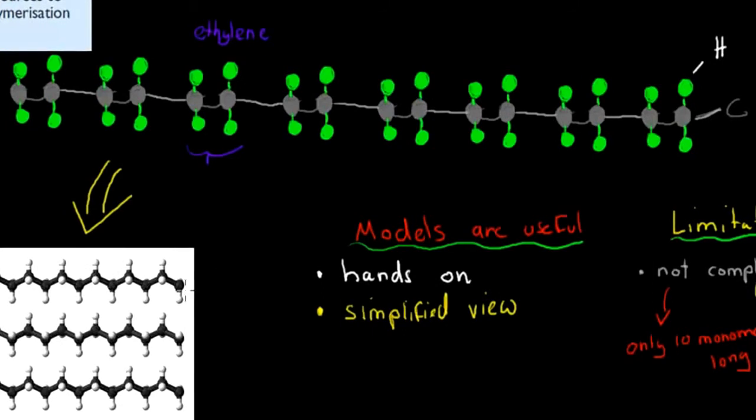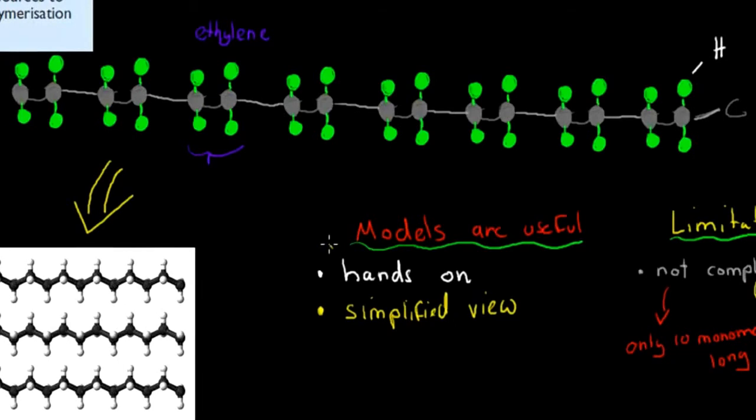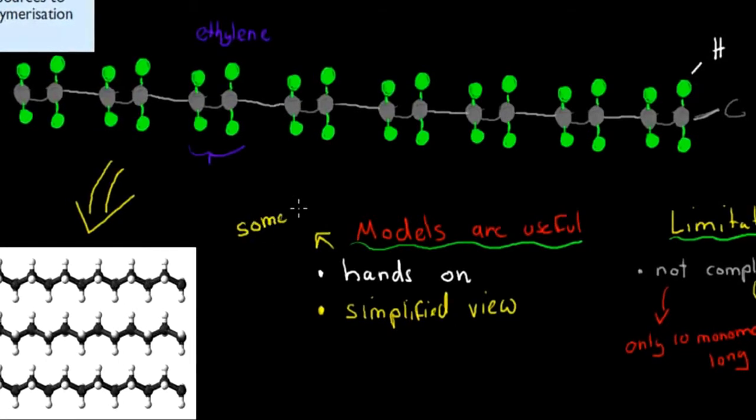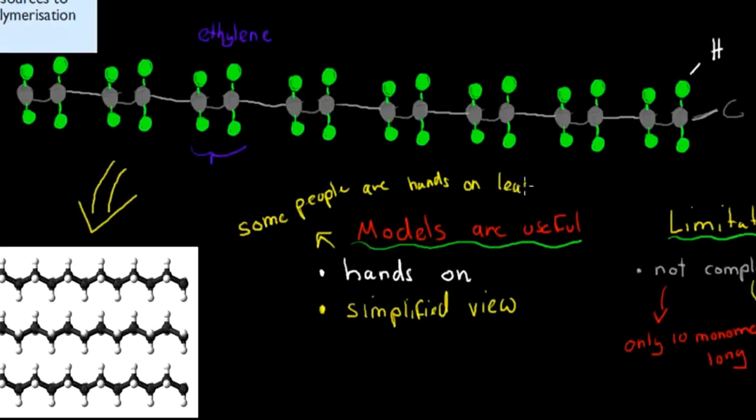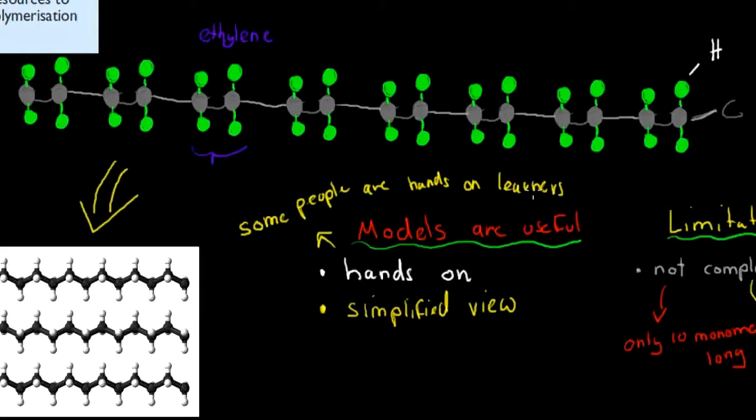And the reason why we do this is because models are quite useful. First of all, it's hands-on. Some people are hands-on learners, and that's a very useful way for them to really grasp the concept, because you do get a hands-on experience when it comes to models.